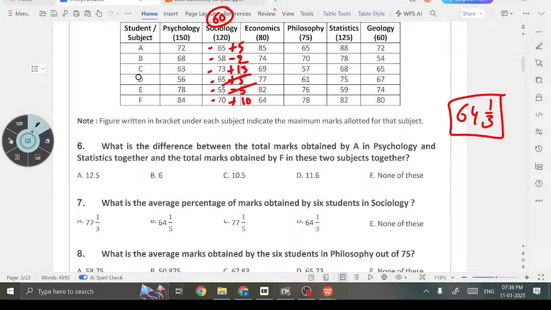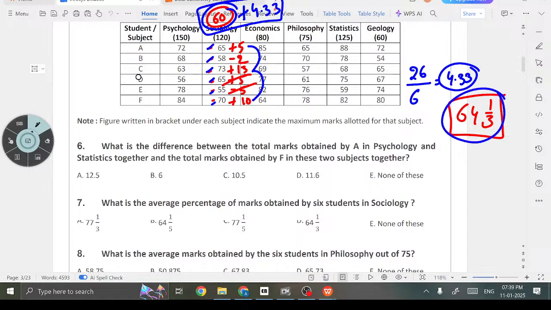Next, I will add the sum here. 18 plus 10, 28 minus 2, which becomes 26. 26, I will divide it by how many entities here? Total 6. So if I divide it by 6, it will become 4.33. So to this 60, if I add 4.33, that is my average, which is equal to 64.33. If I was getting a negative, I would remove. If it was minus 26, I would remove 4.33. That is one good way of calculating the average.